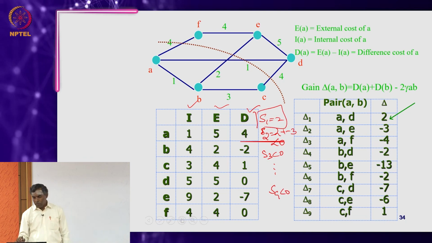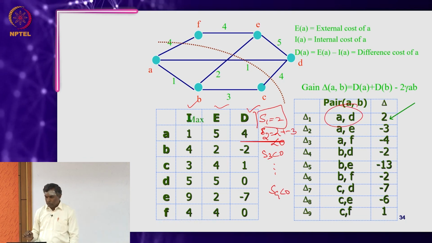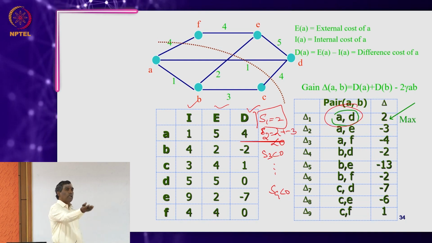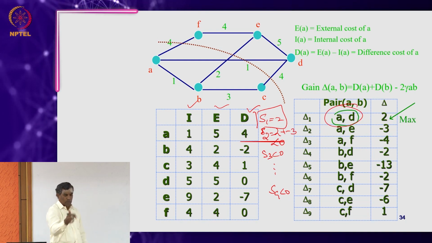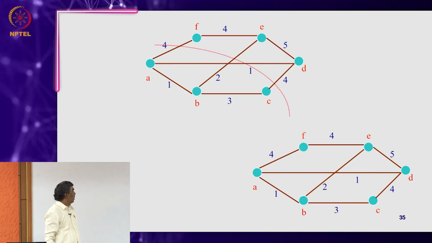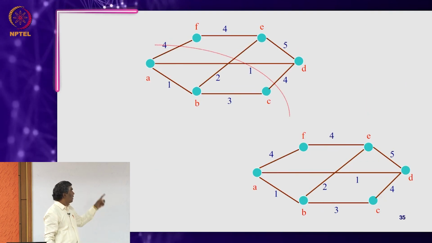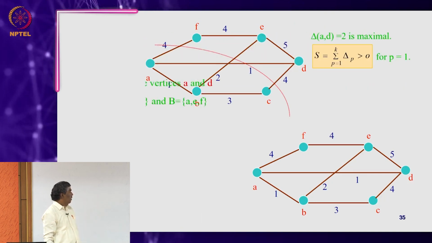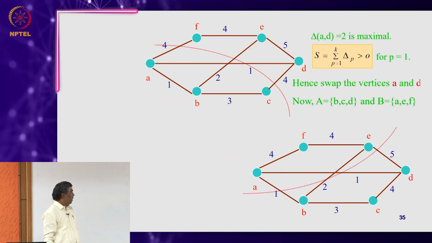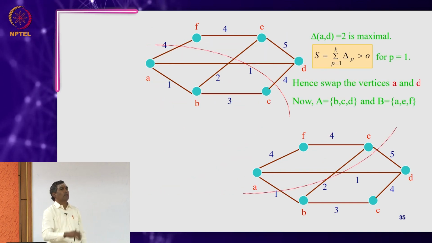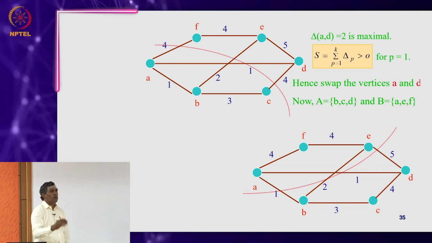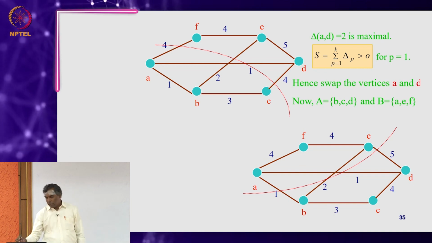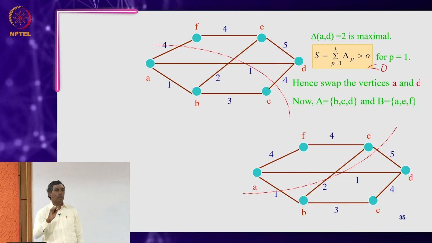That means you try to swap these two vertices. So I am trying to swap A to the other side and D to this side. Okay, this is a swapping process. So from this partition, I am trying to swap it, and I am getting this partition. Okay. Now repeat this procedure till S is negative. Then you stop the algorithm.